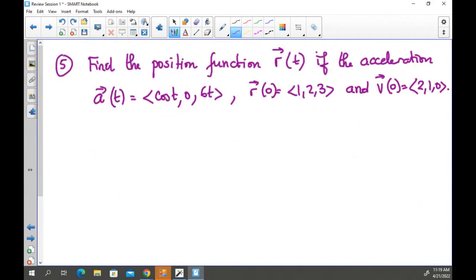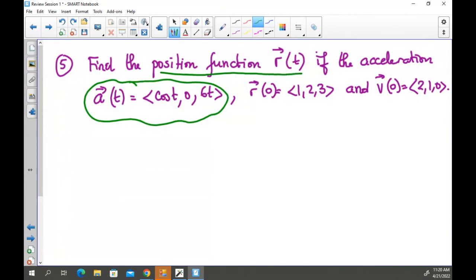Okay, finally, I want to do this one where we are given the acceleration of a particle, and I want to find the position vector r of this object. So I need to go up from the acceleration. What's the first step? We integrate. What will we get if we integrate? The velocity, yes, thank you. So we're going to get the velocity by integrating.